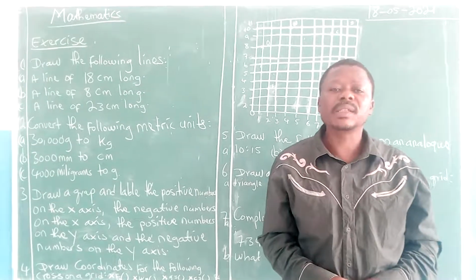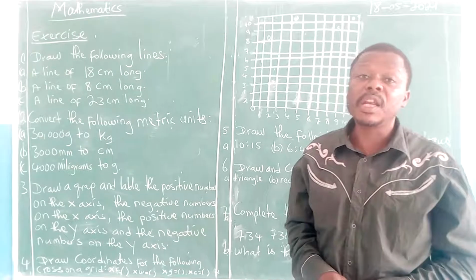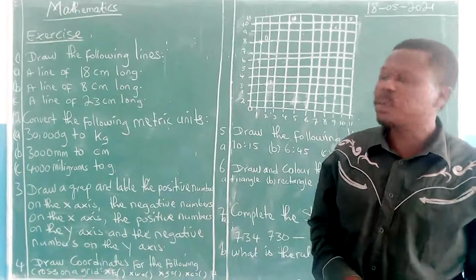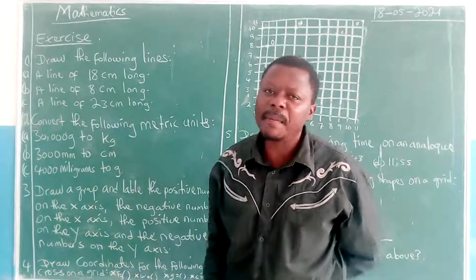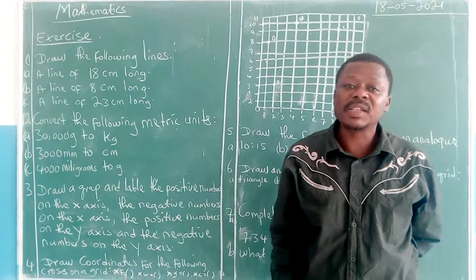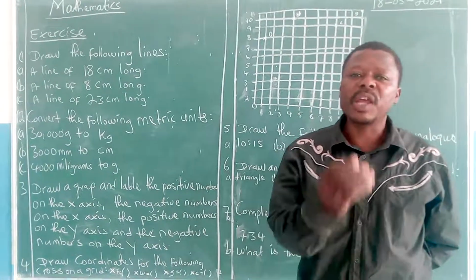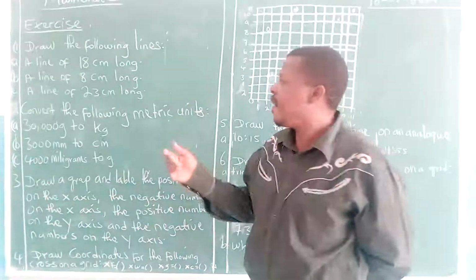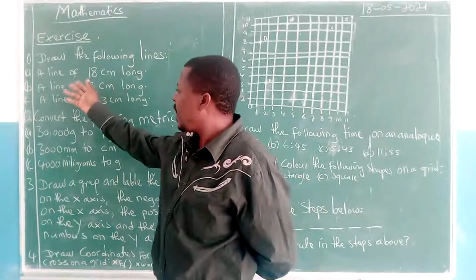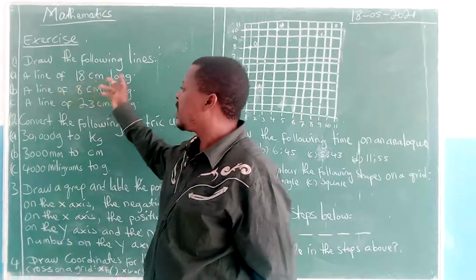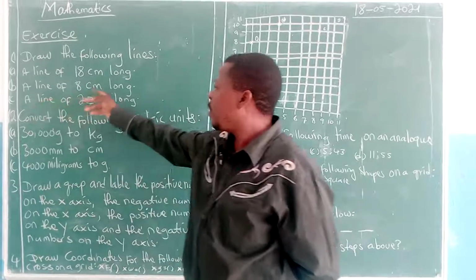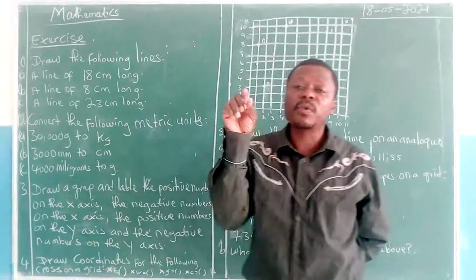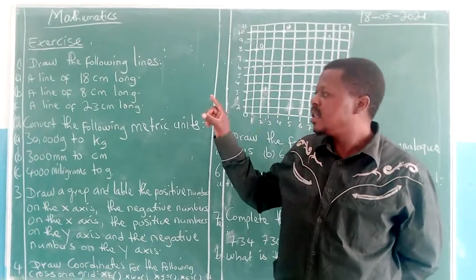This morning we saw an exercise in science, and today in English, and today we are looking at an exercise in mathematics. And the first question says, draw the following lines. You remember we measure length, and we say the length is the distance an object covers. We can use a tape measure or a ruler to measure our length. And here, question 1A says draw a line of 18 centimeters long, B, a line of 8 centimeters long, and C, a line of 23 centimeters long. You are going to use your ruler and a pencil and you draw these lines.